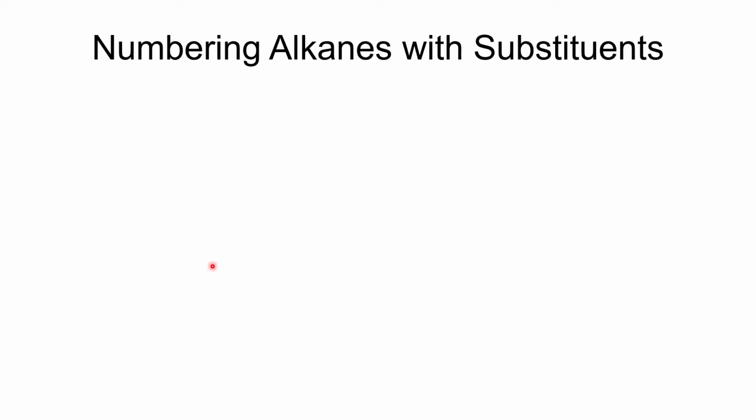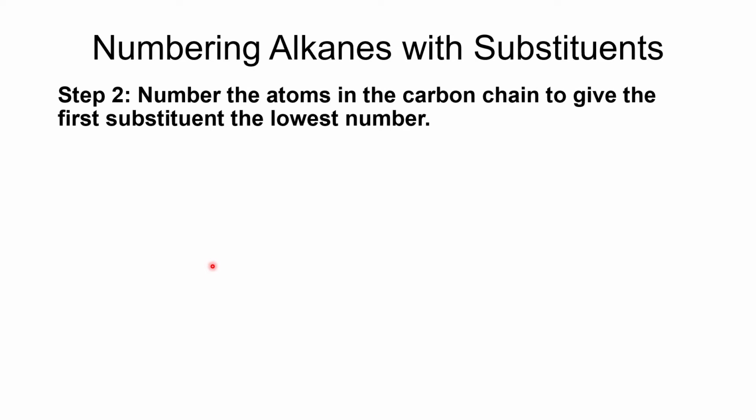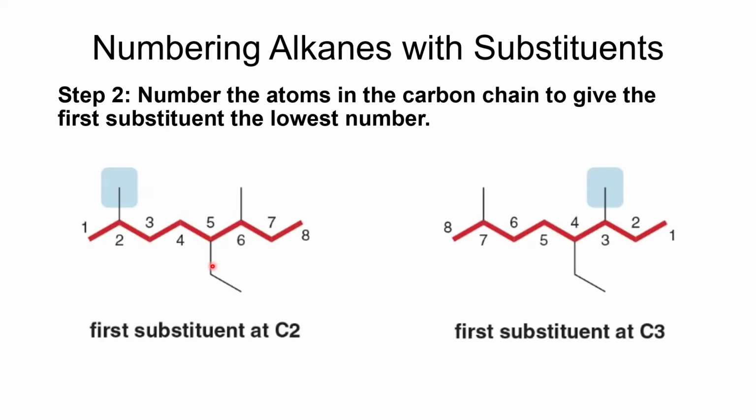All right, now for numbering the alkanes with the substituents. The numbering is important for determining where the substituents go. You want to number the atoms in the carbon chain to give the first substituent the lowest possible number. So going back to the structure that we saw a little bit earlier, here is our 8 carbon chain. If we number it from the left side, our first substituent is going to be at carbon number 2. If we number it from the right side, our first substituent is at carbon 3. Well, we want to give the lowest possible number to the first substituent, and so this is the correct way to do it. So this is going to be carbon number 2, and then these will be 5 and 6 over here. So number it to give the first substituent the lowest possible number.